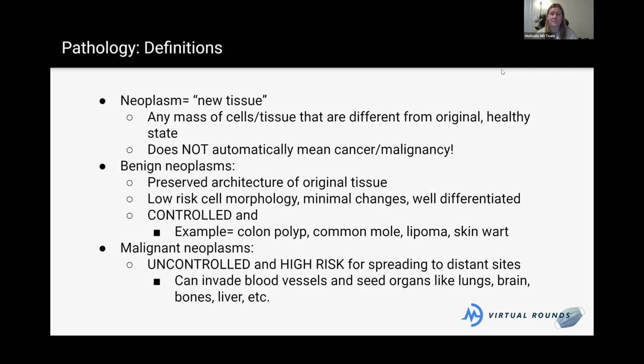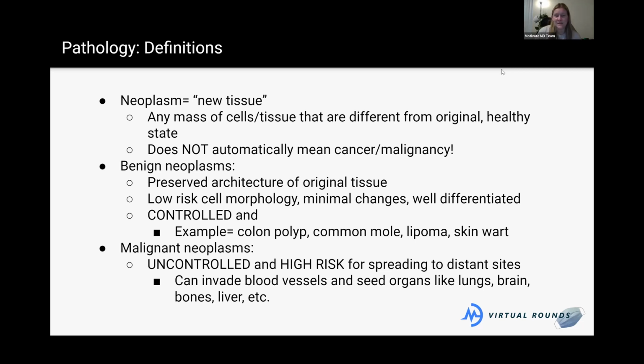So not just normal development. If you had an extra finger, for example, that's not necessarily a neoplasm because it's just a developmental variant, I guess. But the important thing here is that neoplasm does not automatically mean cancer. It can include things that are benign, but we should always look into it further and consider cancer and not just dismiss things as being benign.